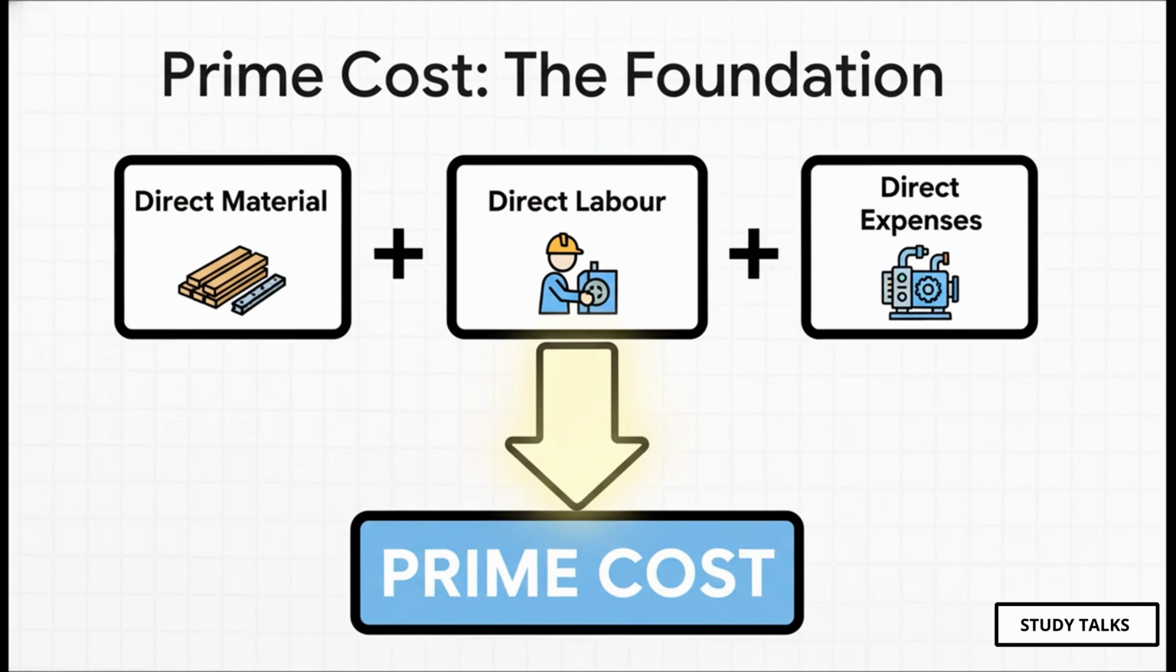So besides direct material, you've got direct labor. That's the wages you pay the people who are actually physically making the product. And then you have direct expenses, which are a bit rarer, like maybe hiring a special machine just for one specific job. Now, when you take these three, direct material, direct labor, and direct expenses, and you add them all up, you get the first really important number on your cost sheet, the prime cost.